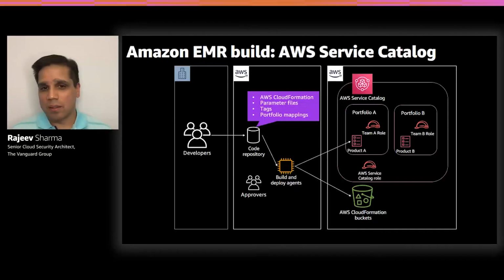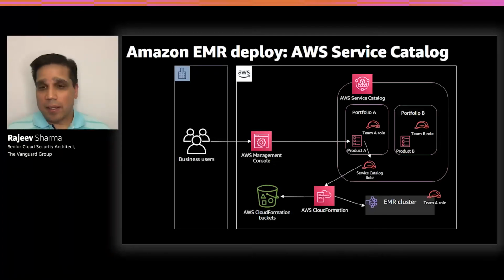It will contain the role that would be used by, let's say, an EMR cluster, and all the CloudFormation will go along with it. When a business user wants to use one of these EMR clusters, they'll have access to the AWS Management Console, at which point all they need access to is the service catalog item. The service catalog item contains all the information they need to construct an EMR cluster. That product, launched with the service catalog role and through CloudFormation, will deploy the EMR cluster with the correct roles that have the correct access.